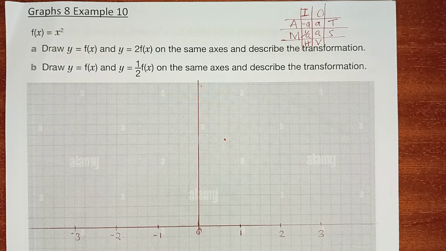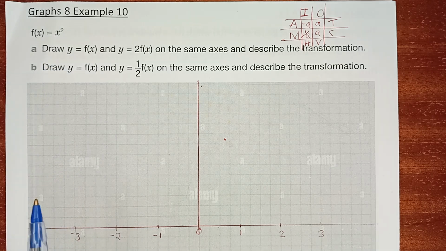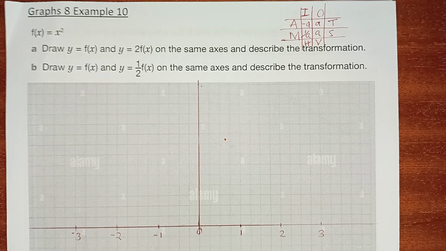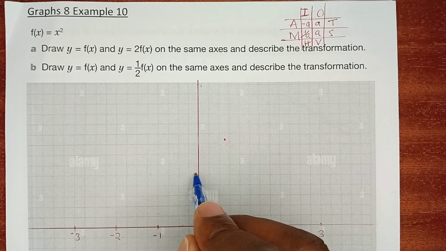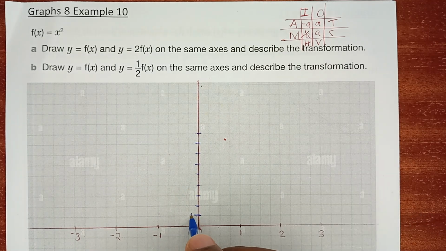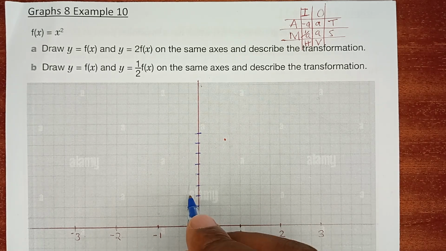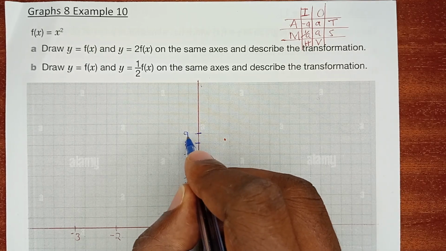Now, we are told that the graph of f(x) is the graph of x squared. And we all know the graph of x squared, we can actually plot it easily, because when x is minus 3, we must be having 9.